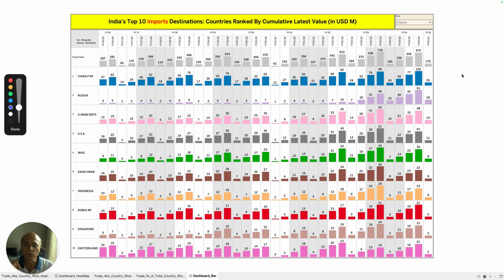Now, if you look at the total imports, because these are cumulative numbers, if you read this, you will see they increase quarter by quarter, and then as the financial year ends, the value dips down and then it increases again. This is how you have to read this chart.